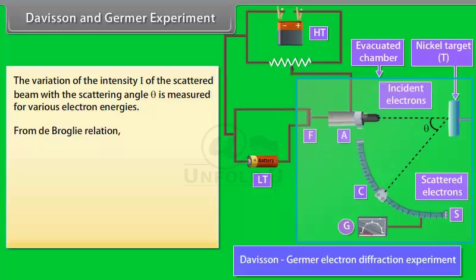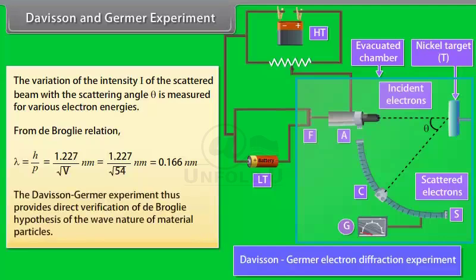For these electrons accelerated through a potential difference of 54 V, lambda is equal to h by p, which equals 1.227 by square root of V nanometer, which is equal to 1.227 by square root of 54 nanometer, equals 0.166 nanometer. The Davisson-Germer experiment thus provides direct verification of de Broglie hypothesis of wave nature of material particles.